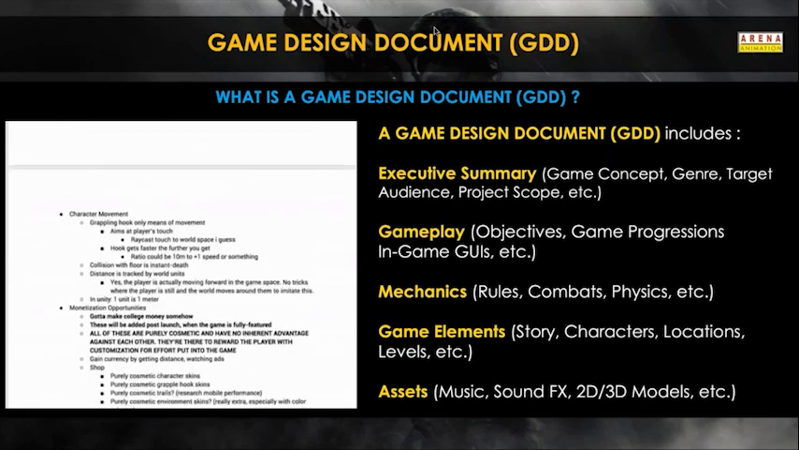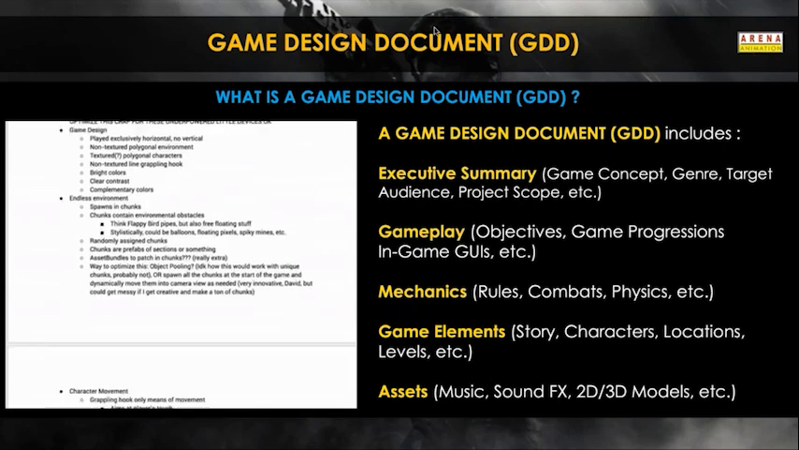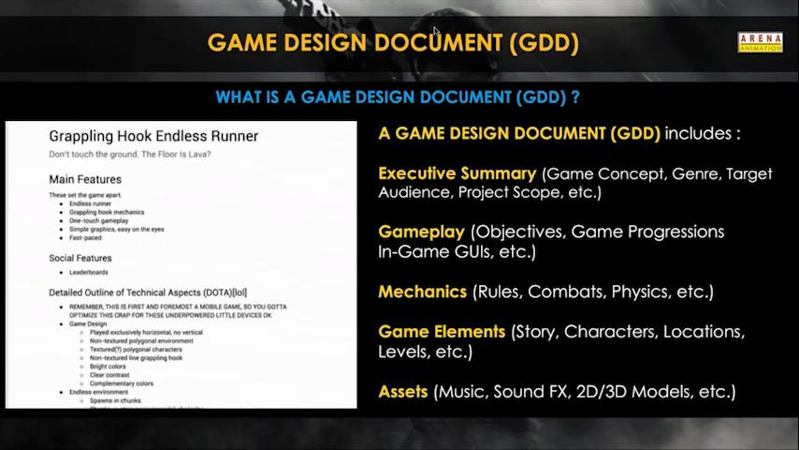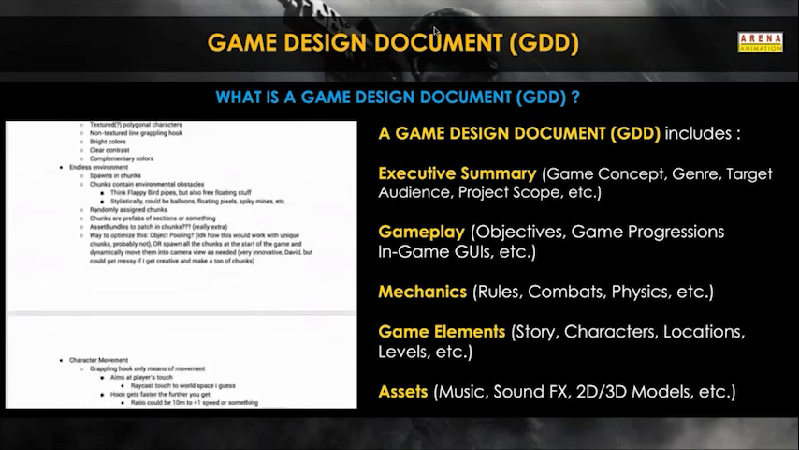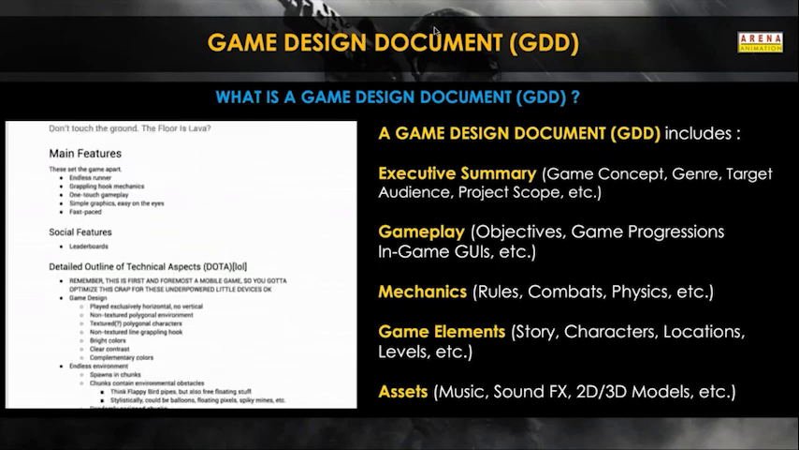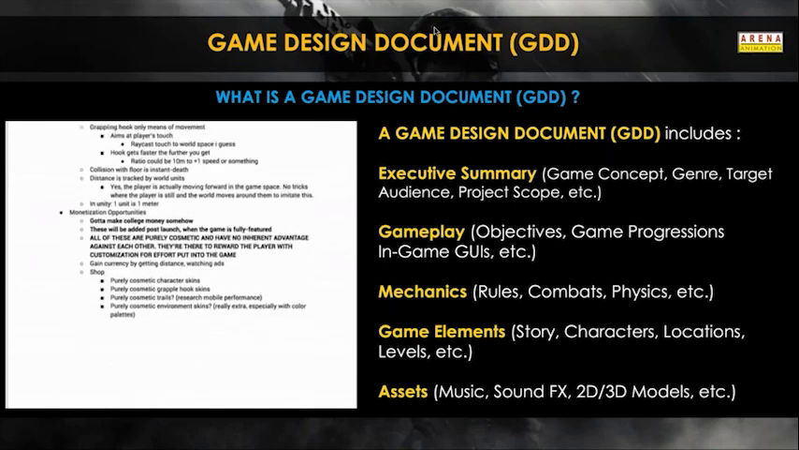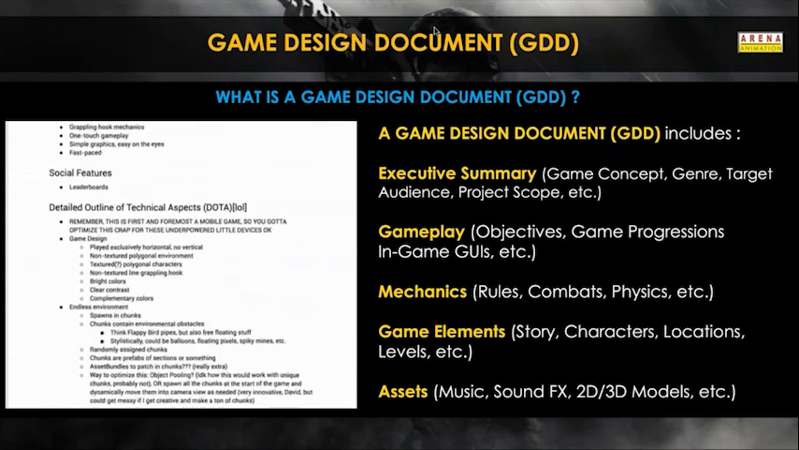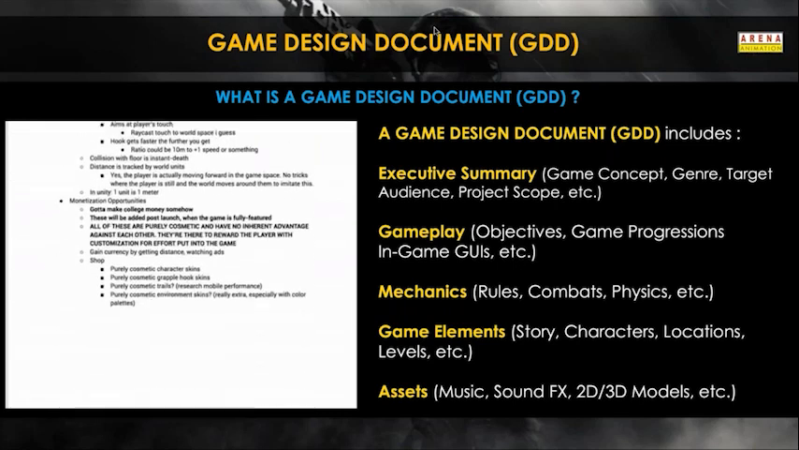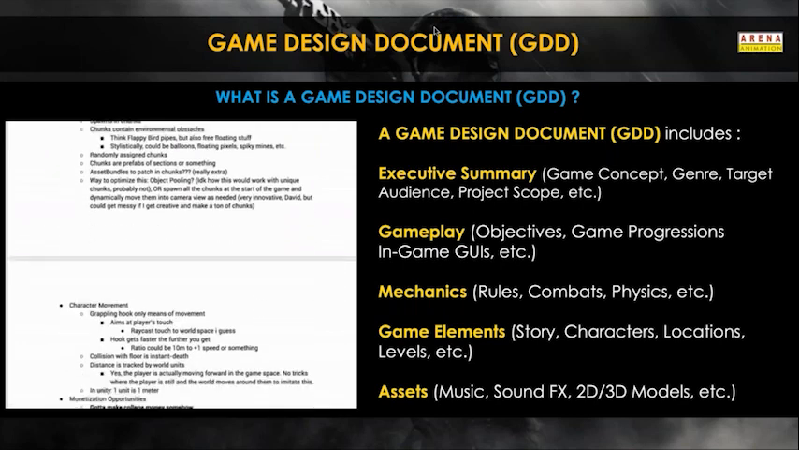All that and more is the gameplay, which you have to mention in the game design document. The third part is the mechanics, so the game mechanics, which is the rules, the combat, the physics, etc. Fourth part is the game elements, which is the story, the characters, the locations, the levels, and much more. And finally, the assets, which includes the music, the sound effects, the 2D, 3D models, etc. So these are the 5 things that go into a game design document.